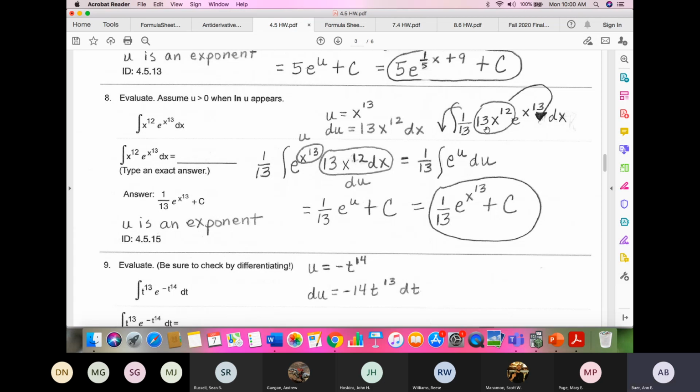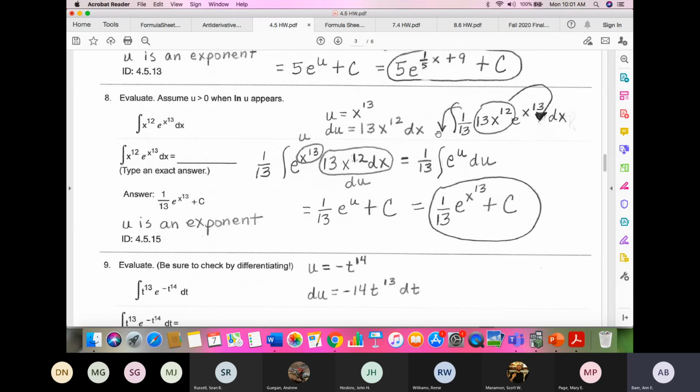And I noticed that we want that 13x to the 12 to be next door to what? dx. We want this guy to be next door to dx. So I took this 13x to the 12th and put an arrow to make it right next door to dx over here. And this 1 over 13 is a constant multiplier, so it comes out in front. It's just a number.